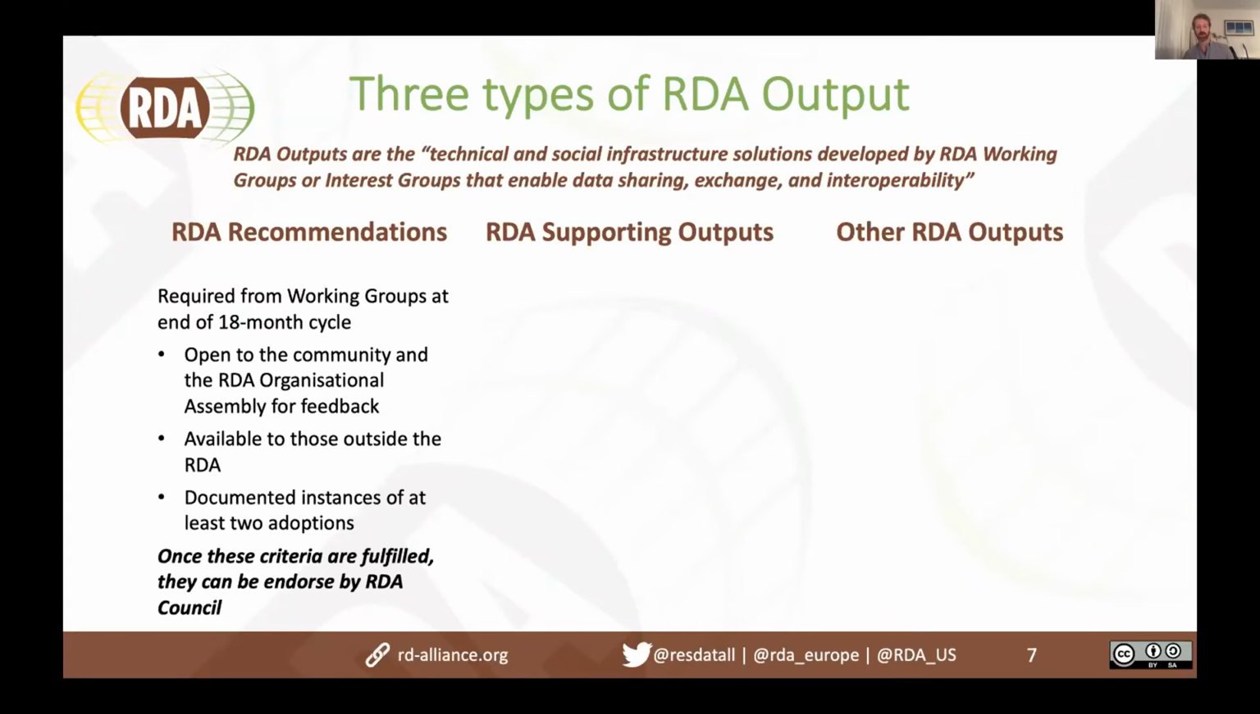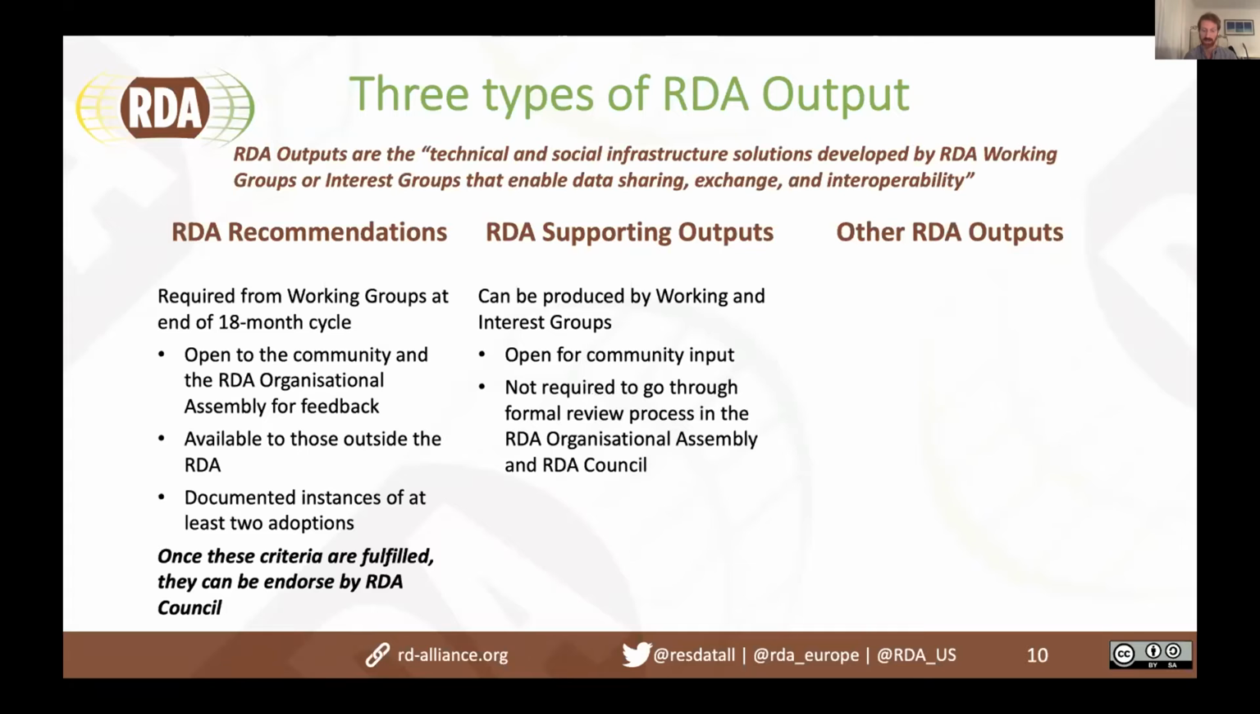So RDA supporting outputs can be produced by both interest and working groups. Again, these are required to be open for community input, but they don't have to go through the more formal review processes in the RDA, the Organizational Assembly and Council, nor do they have to be adopted by other organizations to be recognized as supporting outputs. However, that's not to say that they can't provide successful cases of adoption, as some of the examples we'll look at later will show.